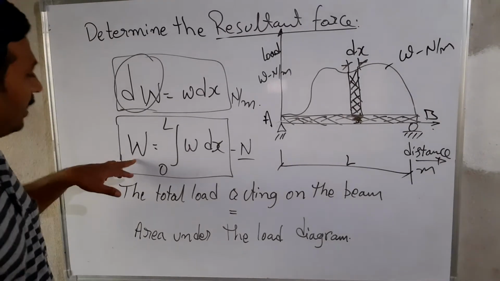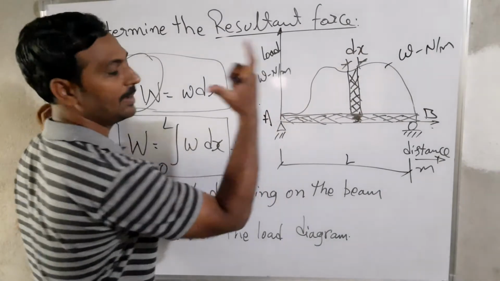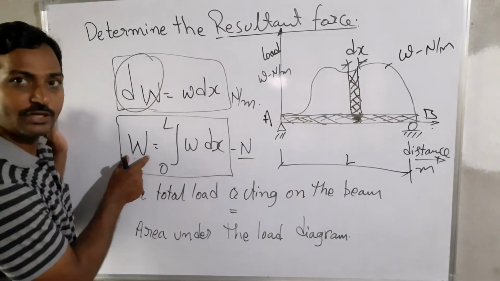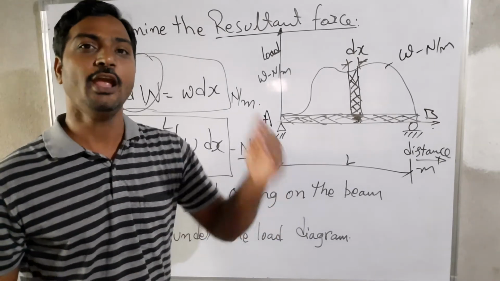So here we have derived the resultant force that is going to be acting on that member. That means the total distributed load is going to be converted into the resultant force. The resultant force is nothing but a single concentrated force acting on that member.